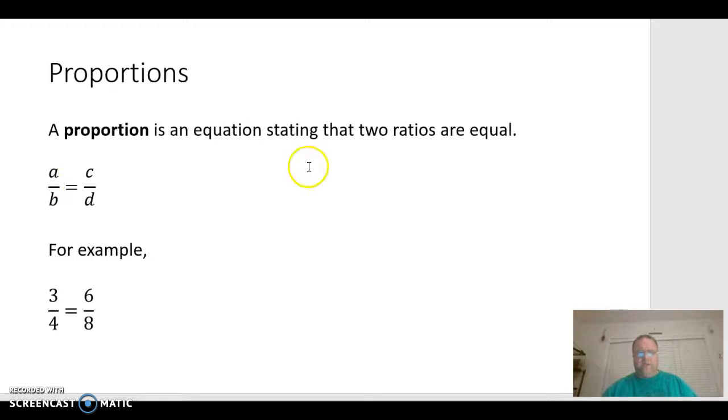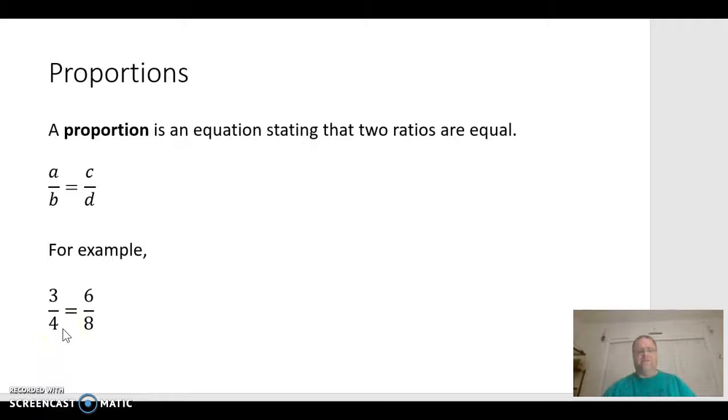All right, moving on. Proportion. Once we understand what the ratio is, a proportion is just stating that two ratios are equal to each other. So A, B, C, and D all represent some types of quantities or values. And in order to be a proportion, A over B has to equal C over D. I'll give an example of 3/4 and 6/8. Hopefully you can see that those are the same quantities.